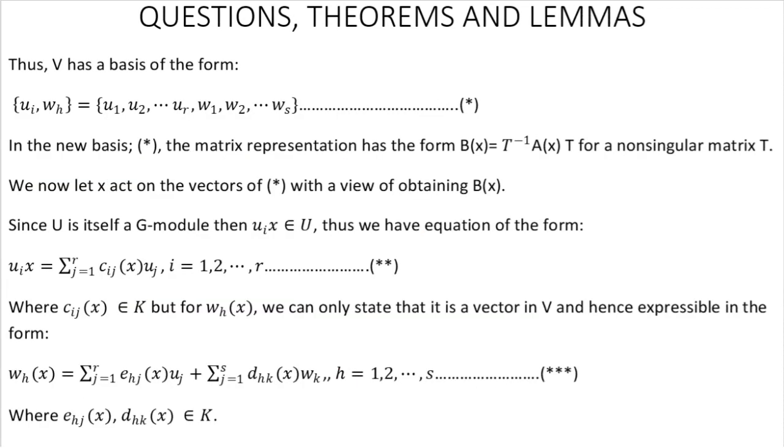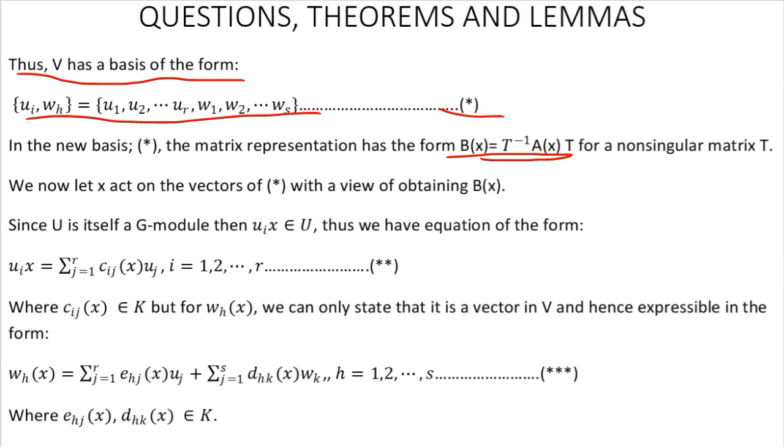Okay, so that means we now know what the basis of V will look like, right? V has a basis of the form you see here. We've labeled it asterisk. So in this new basis asterisk, we can form this matrix here. How can we see that?